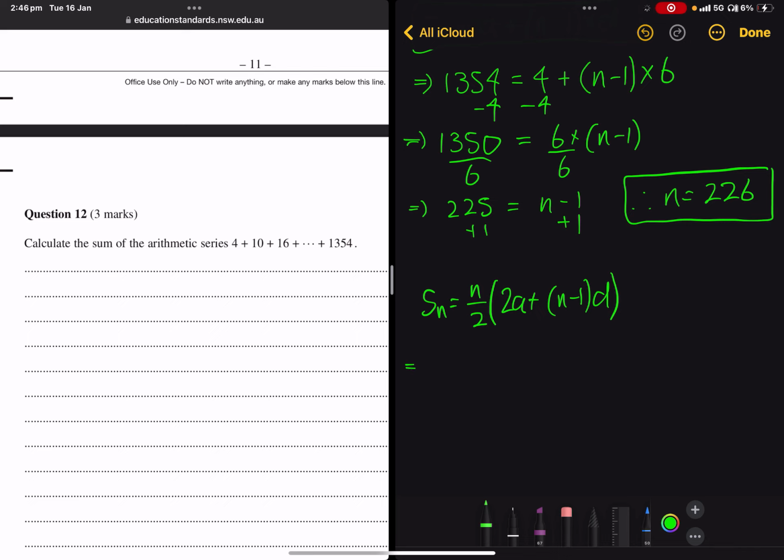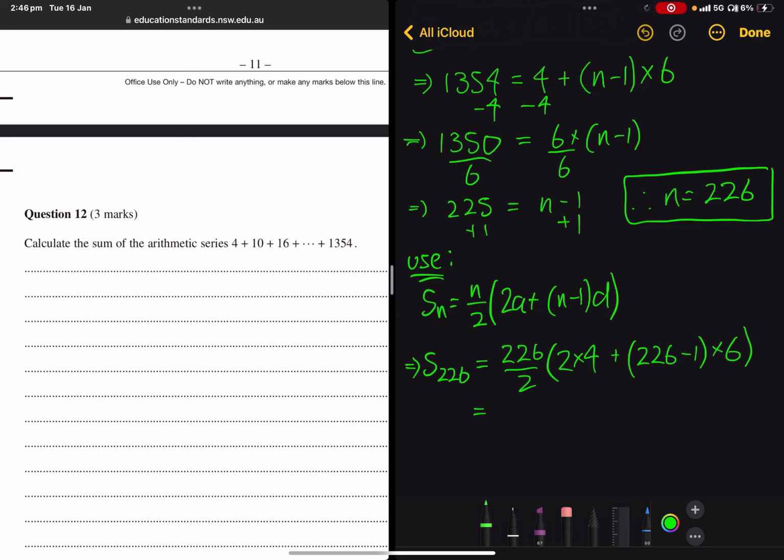So let's plug everything in. So we are using this. So we have the sum of 226 terms, which is the number of terms, is equal to the number, which is 226, divided by 2, times 2 times a, of course being the first term, so that's 2 times 4, plus the number of terms, which is 226, minus 1 times the difference, which is 6.